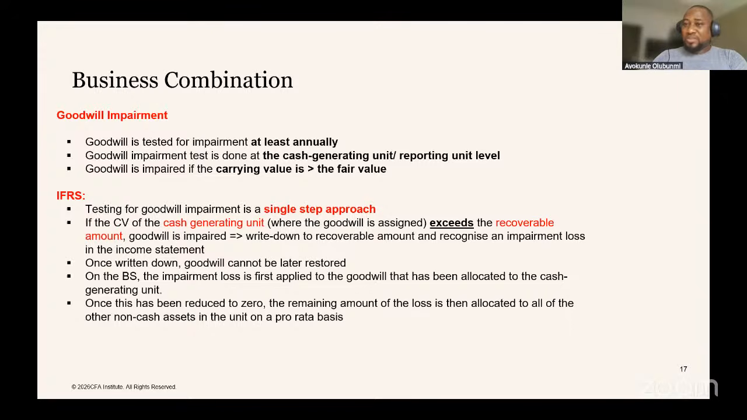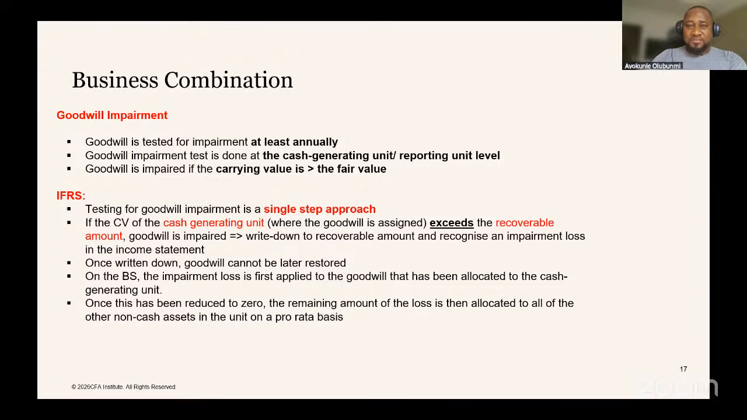So when you have that particular situation, what you do is to fully write off the goodwill. And the difference between the amount that you're writing down, which is 500,000, and the goodwill, which is 300,000, the difference here is 200,000. You prorate that loss, you share that loss among all the other non-cash assets of that cash generating unit on a pro rata basis.